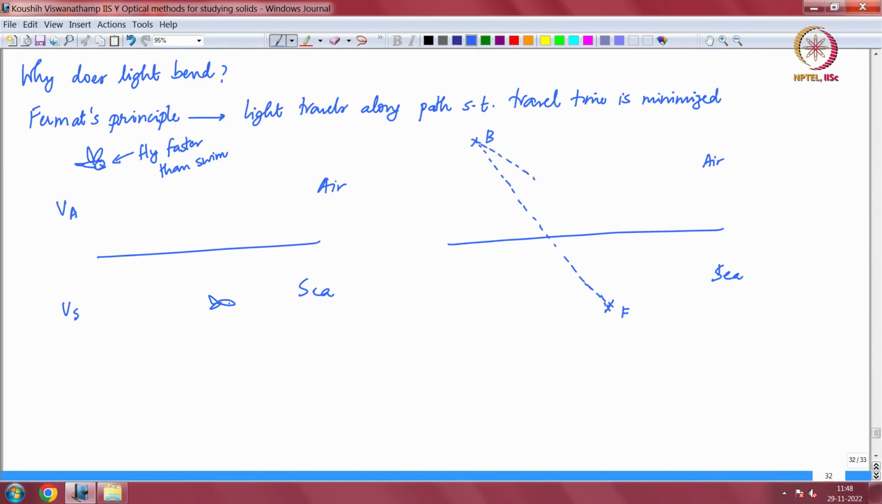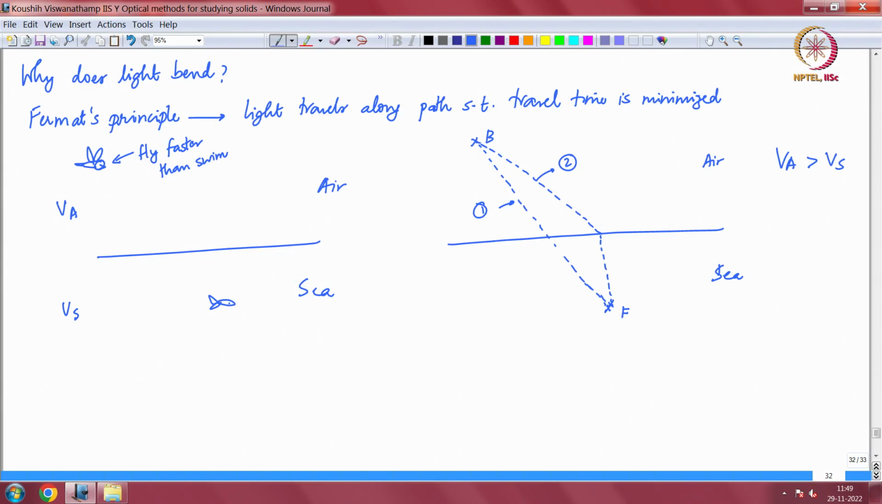Another option, of course, if you think about it, is to travel as far as possible in the air, because the velocity is highest in the air, and then travel as little as possible in the sea, because the velocity in the sea is lesser. So we are assuming that Va is greater than Vs. So this is one option. This option, which we will call 2, is certainly better than option 1, because the distance you cover in the air is larger, so the time you take is smaller, but it is still not the optimal solution, right.